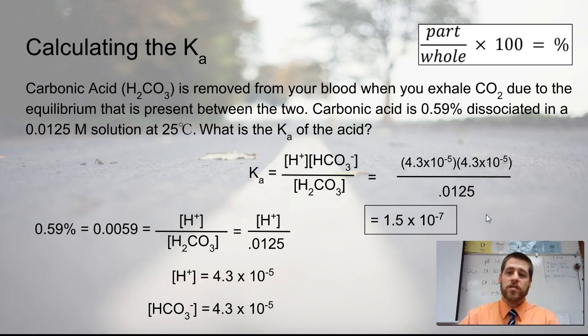And that's it. With percent dissociation, you just need to be able to calculate the percentage that dissociated and calculate the Ka from that percentage, going either way.